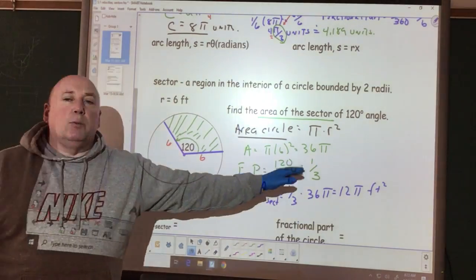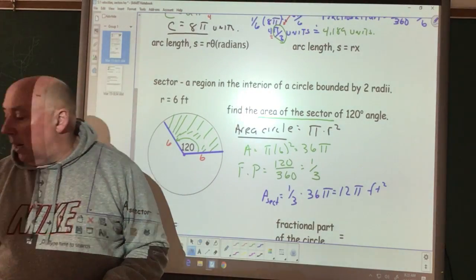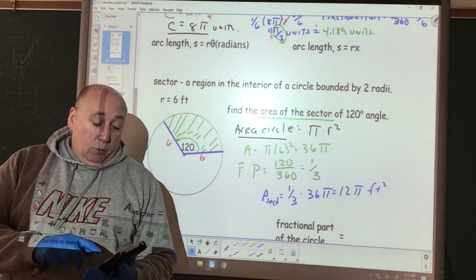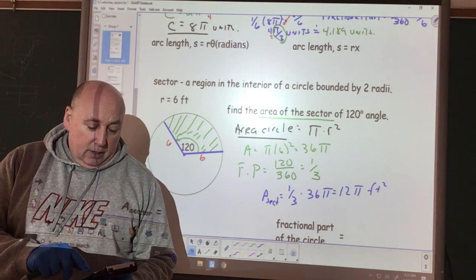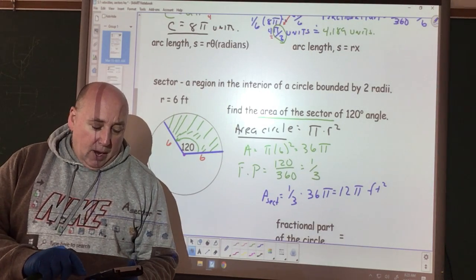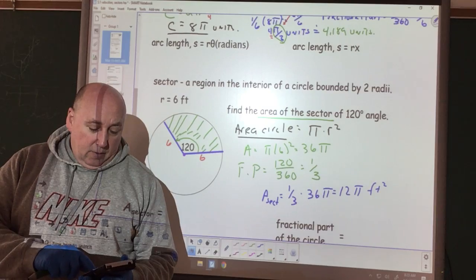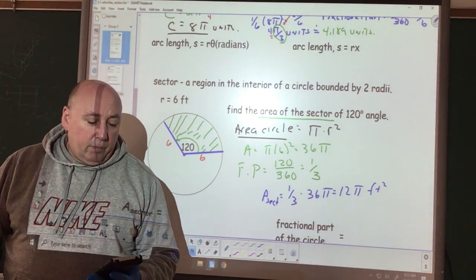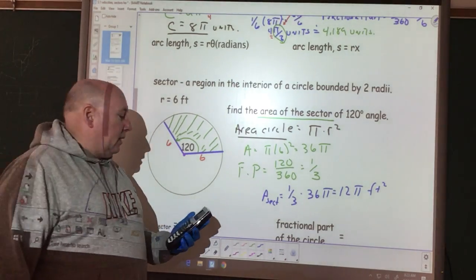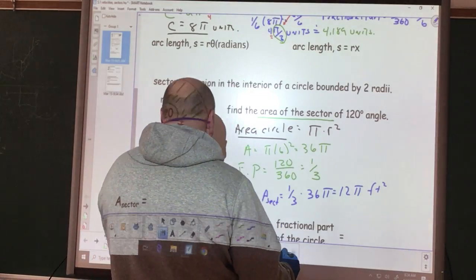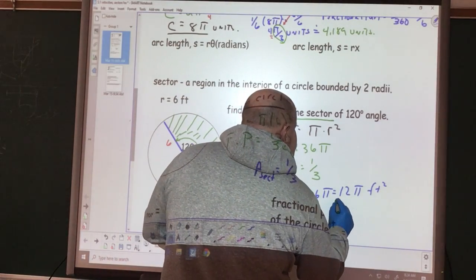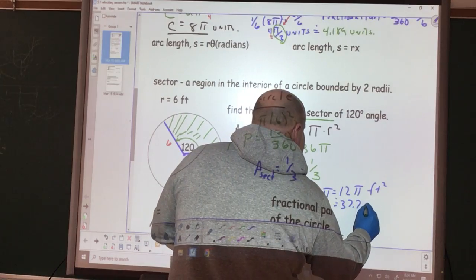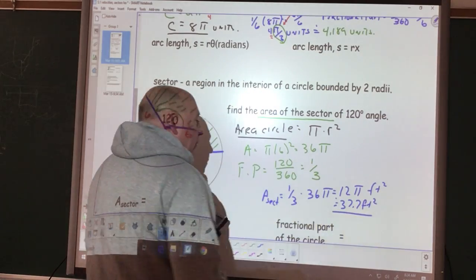Now once again, it's more than acceptable to leave it in terms of pi, but if you really want to multiply by pi and get a number, we get 37.699 or 37.7 feet squared.